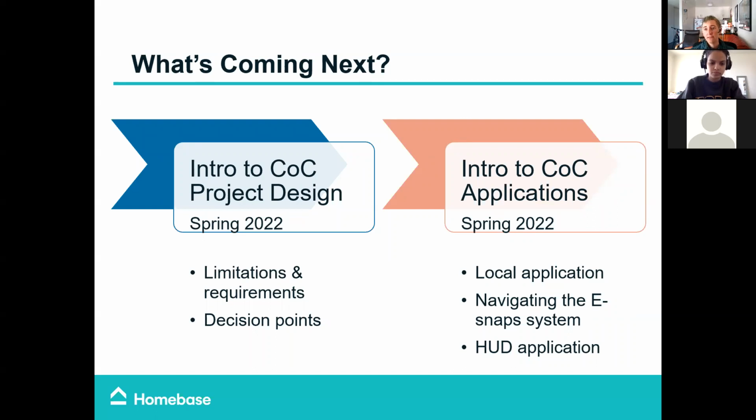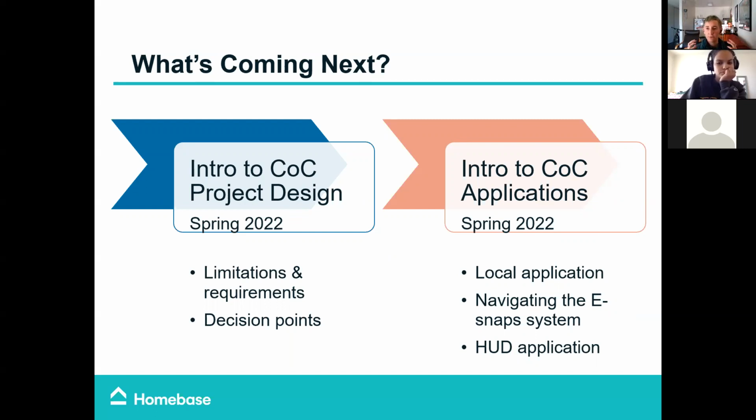We'll also be offering an introduction to COC applications, where we'll cover the local application and what to expect in that. We'll cover the federal funding application, which is a whole separate form. And we'll talk about navigating the federal application system called eSNAPs, right?